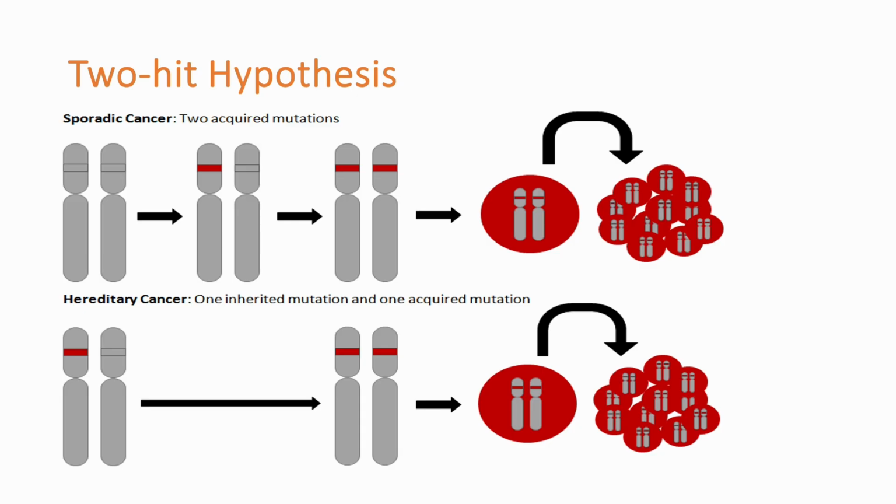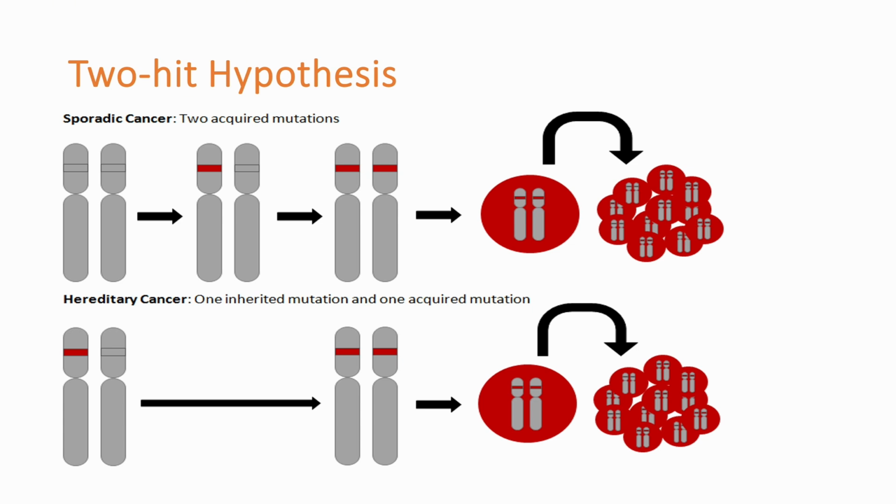formation of a tumor. One of the key models that helps explain the development of cancer is the two-hit hypothesis proposed by Alfred Knudsen. This theory suggests that for certain cancers, particularly those involving tumor suppressor genes, two hits or mutations are required for a cell to become cancerous.